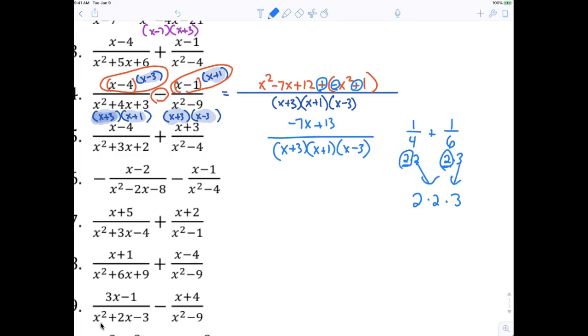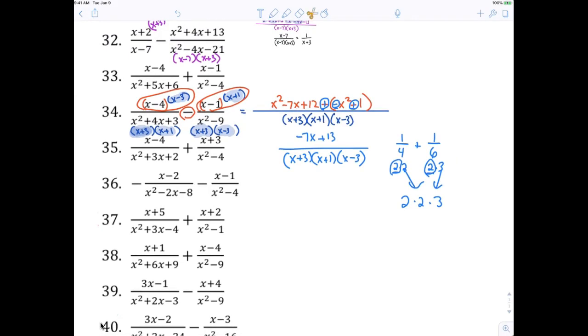All right, that's why we did that. It all goes back to just adding fractions, just with numbers. The same rules apply. Same rules. All right, so here we go. Let's go ahead, shrink that down.